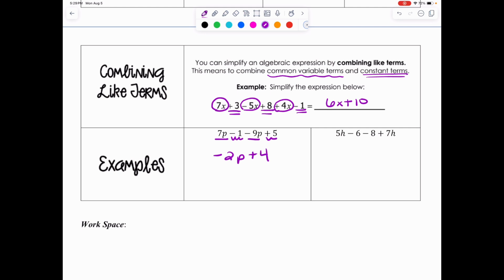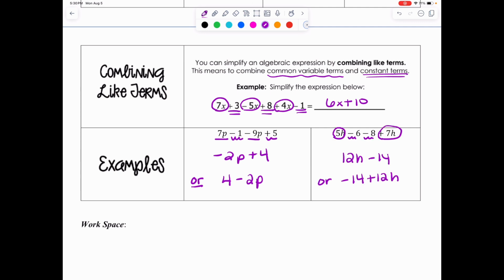Now, I want to talk about this on day 1, and I won't necessarily do this for every problem, but the order of this does not matter. So if you wrote instead 4 minus 2p, that is exactly the same thing as negative 2p plus 4. Doesn't matter. So in the last one, I'd like you to pause the video and try to simplify that on your own, then resume the video when you are ready to go over the answer.